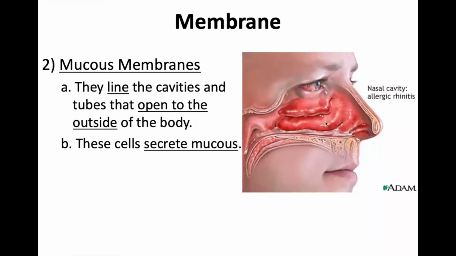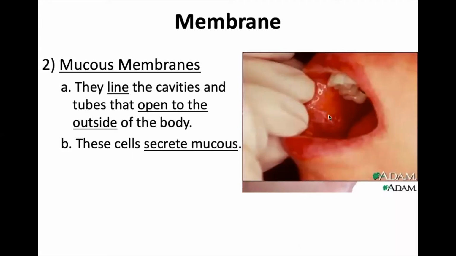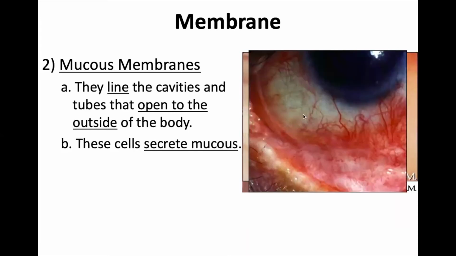You know that from inside your nose, you blow your nose to get rid of mucus, but you have other kinds of mucus. So inside your mouth, the saliva is a type of mucus. And then around your eyes, the tears produced in here are a type of mucus. So not all mucus is really gross.